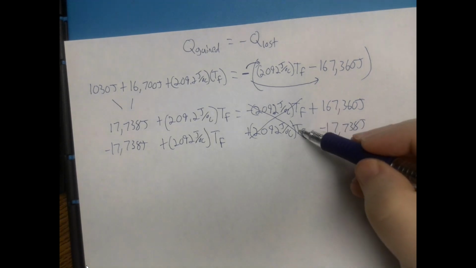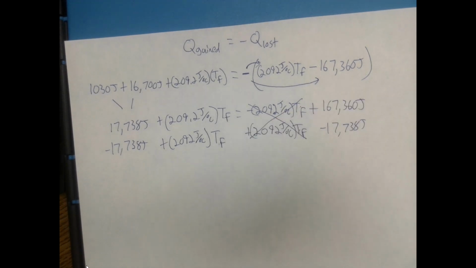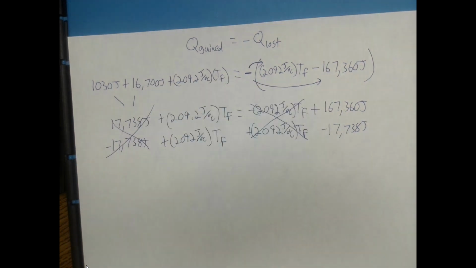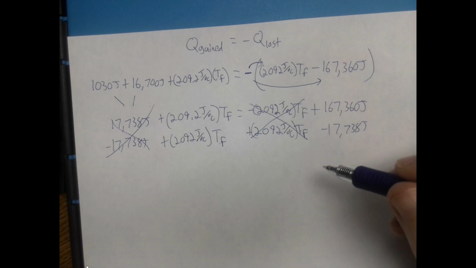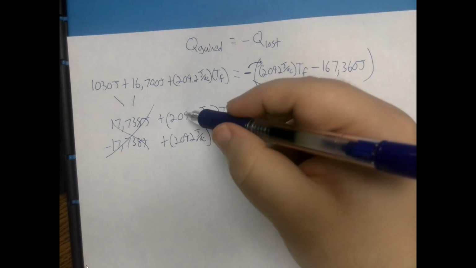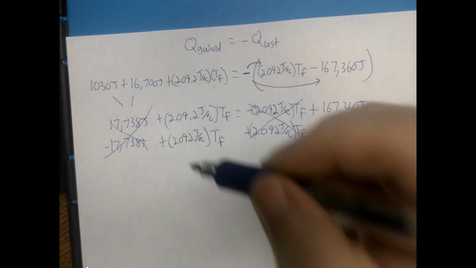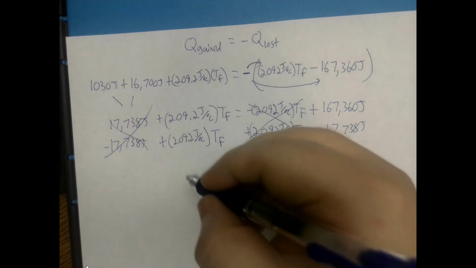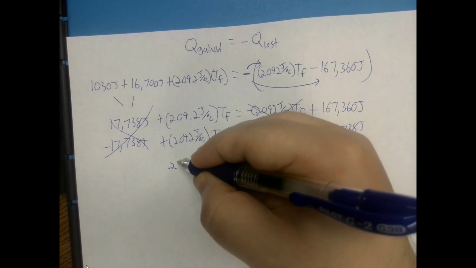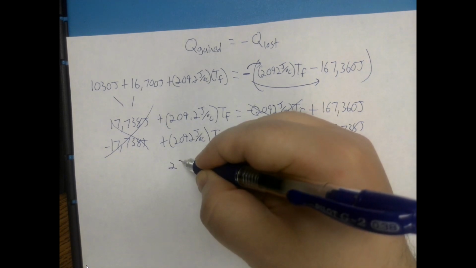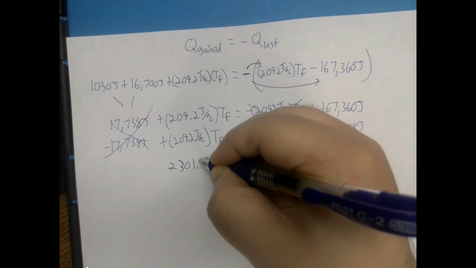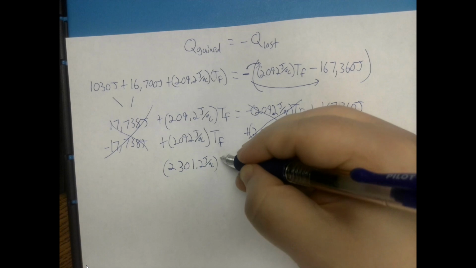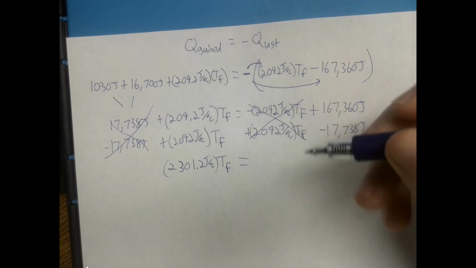And if you notice, I'm lining up the TF so that when you directly cancel them out, 17,000 minus 17,000 zeros, we can cancel that out, and we can work this out. So 209.2 plus 2,092 would be 2,301.2 joules per degree Celsius times TF.